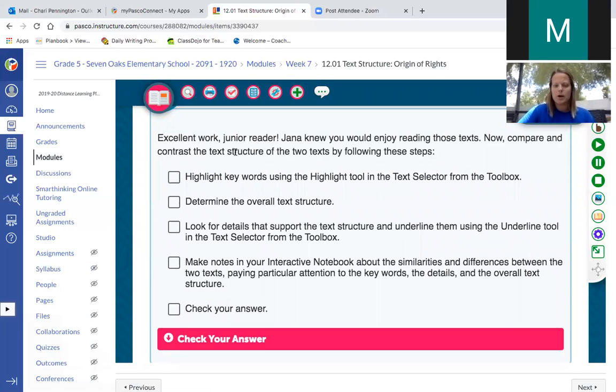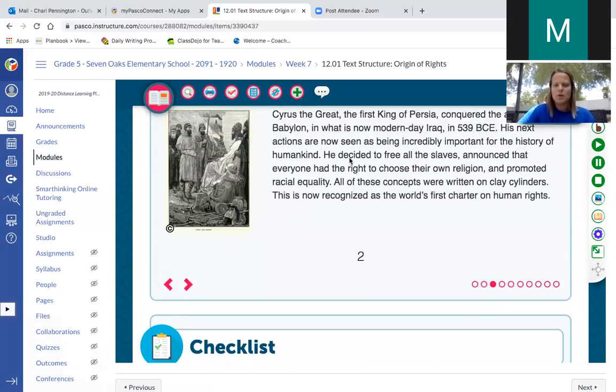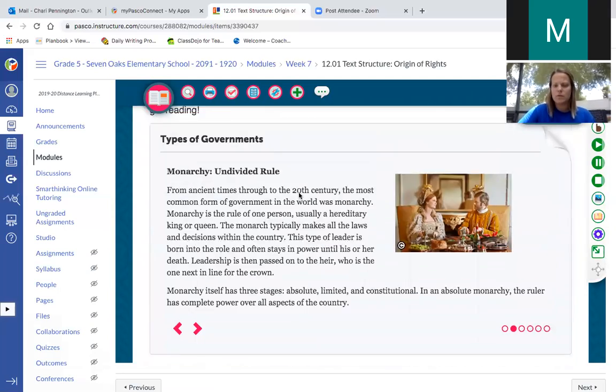And then down here, it says to compare and contrast the text structures of the 2 texts above. Remember, that is optional. It is not something that you have to do, but just make sure that you're reading the information that's provided.